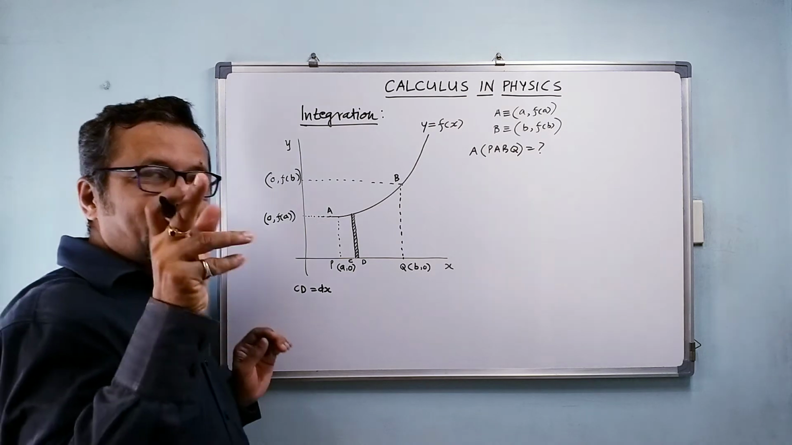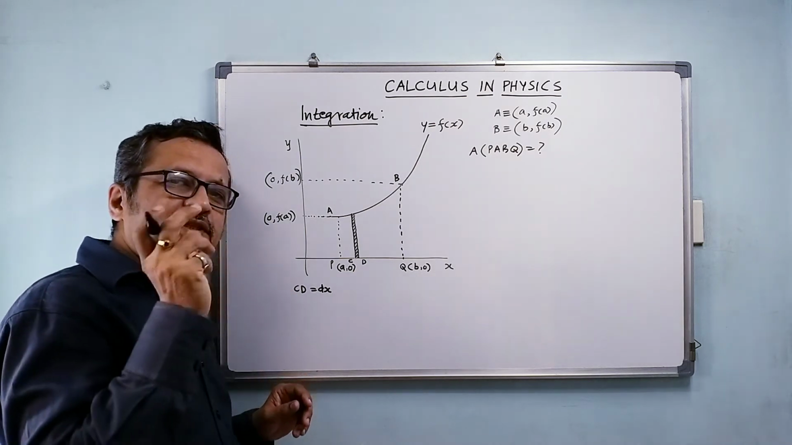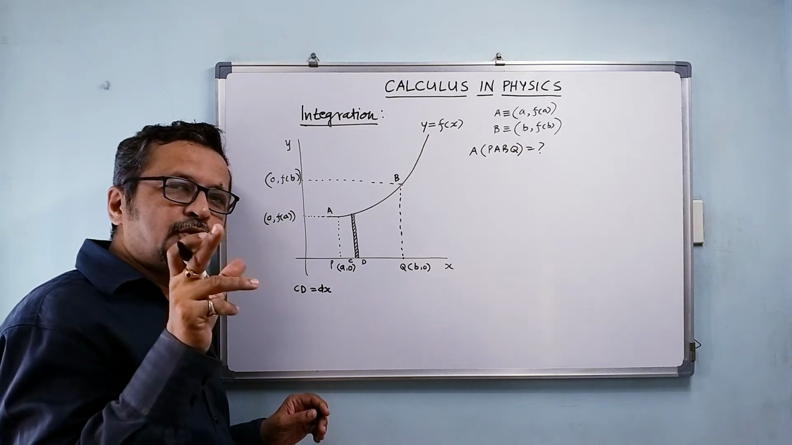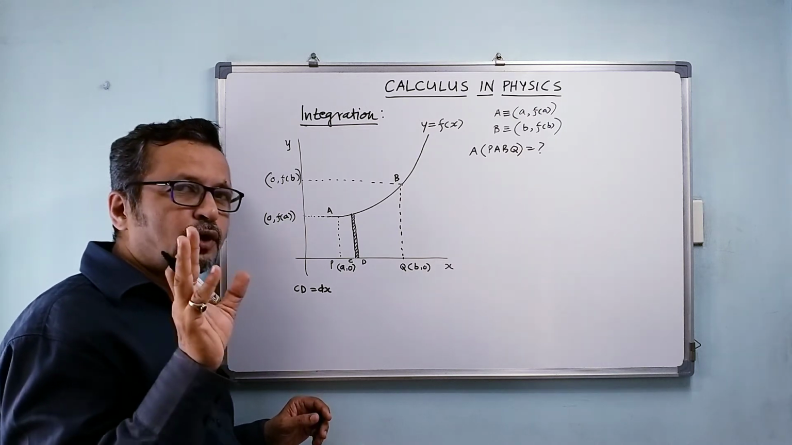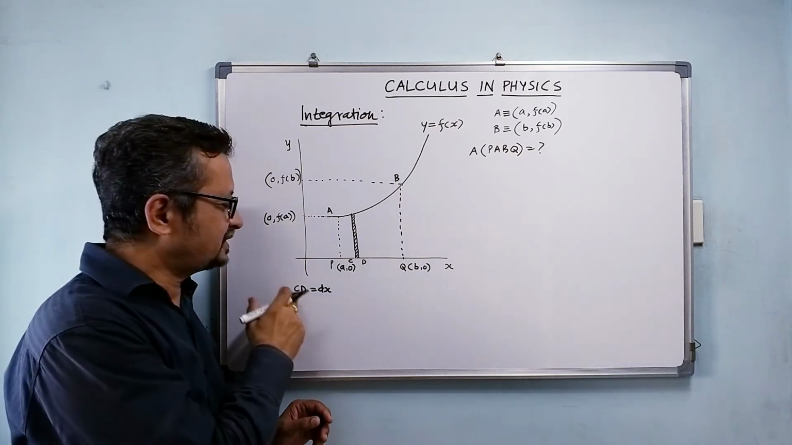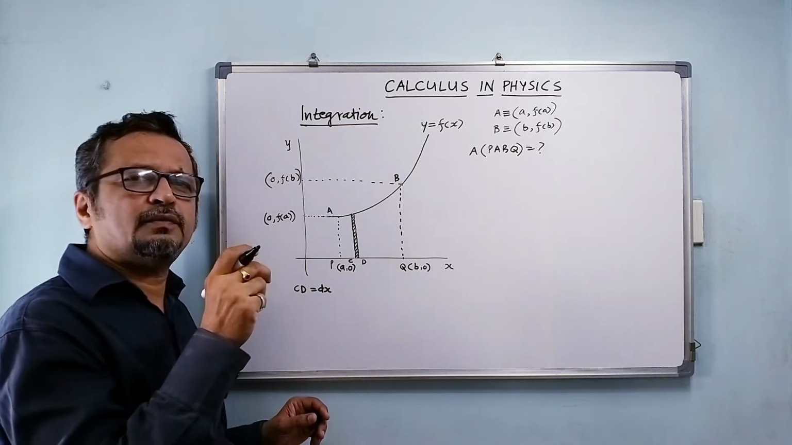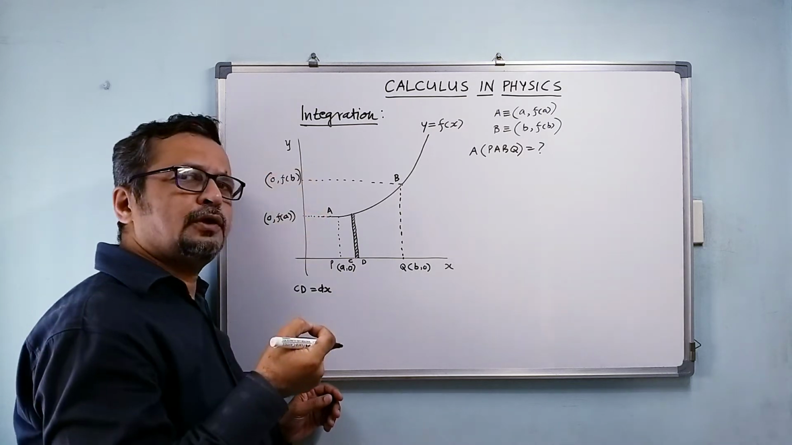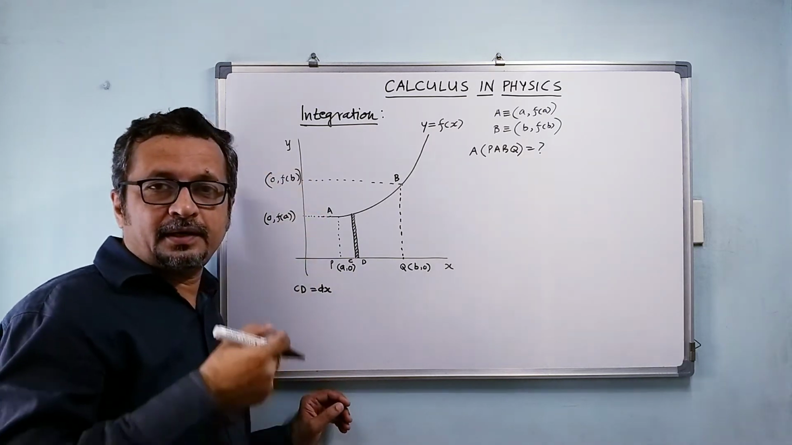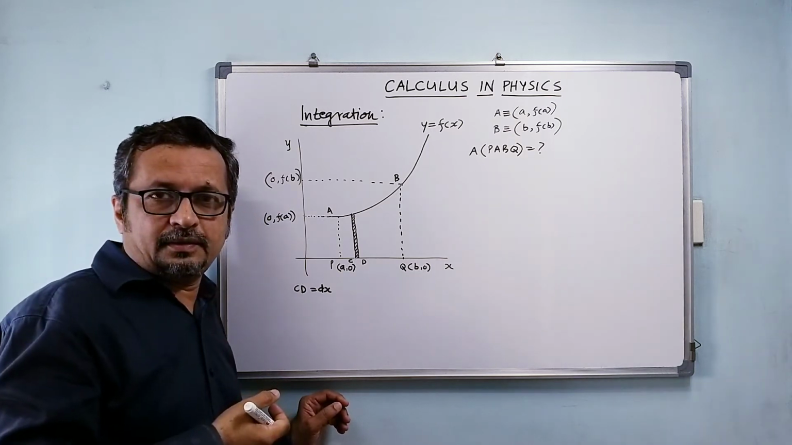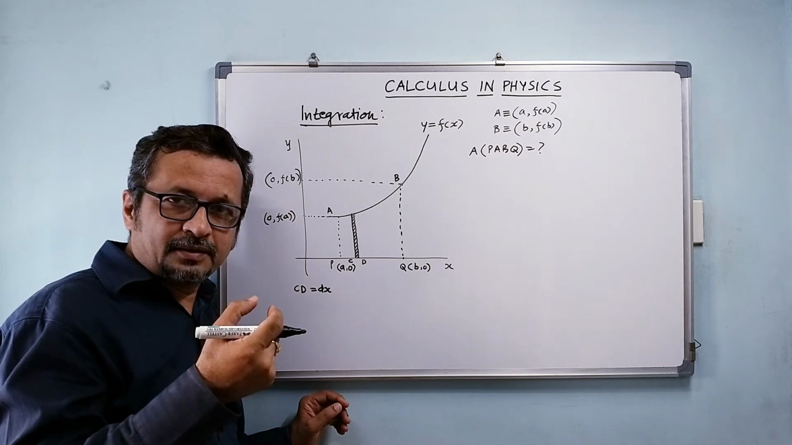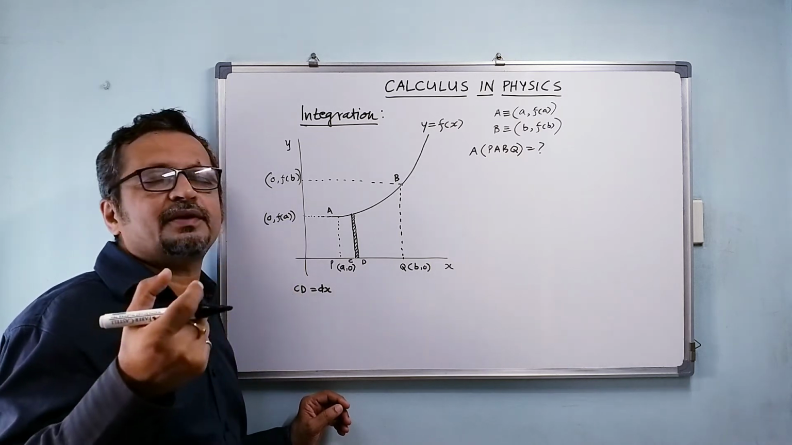So when I am calling the strip's width dx, what is the thickness of the strip? Dx. Is it not an infinitesimally small value? This CD is a very small value. It's a very small strip. Maybe even thinner than my hair. Hair is a very thin thing. Okay, it is very thin.